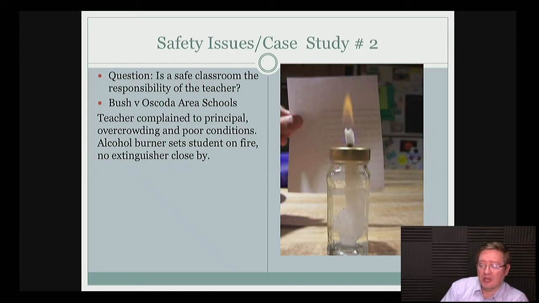Pause it, and I want you to think about, in this case, who's at fault? Is it the teacher, or is it the principal, or is it both? Is it the student? Pause it, write it down. What do you think is going to be the case?